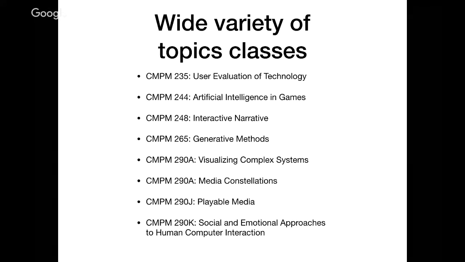And then everyone takes what we call topics classes, which drill down into something in particular in computational media. Here's some example classes that we're offering for graduate students this year. Every master's student needs to take at least 2 topics courses. Every PhD student needs to take at least 4.